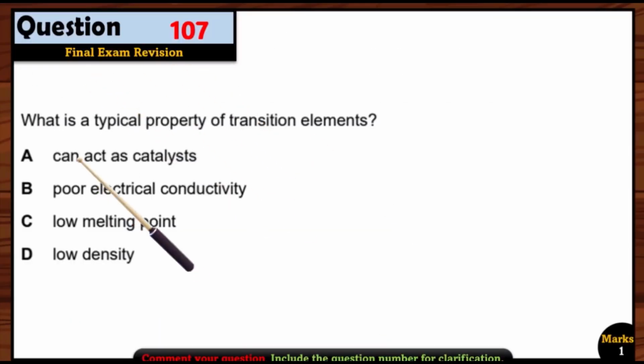Okay, let's see question 107. What is a typical property of transition elements? Can act as catalysts? Yes, right. They can act as catalysts. We don't have to look for other options.